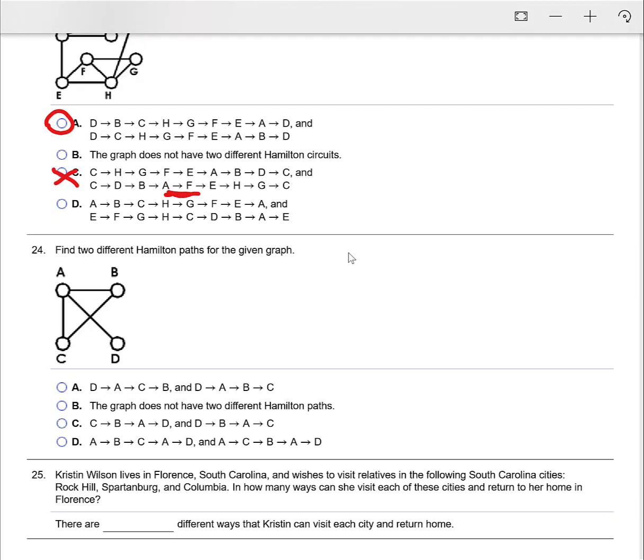24, find two different Hamilton paths for the given graph. And again, I'll let you verify this one on your own, but the correct answer here is A.